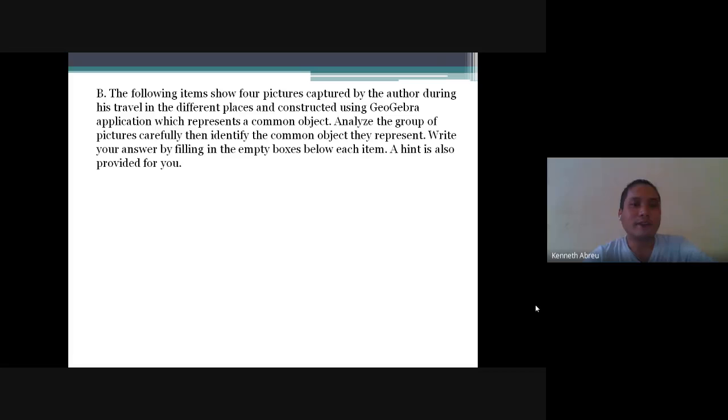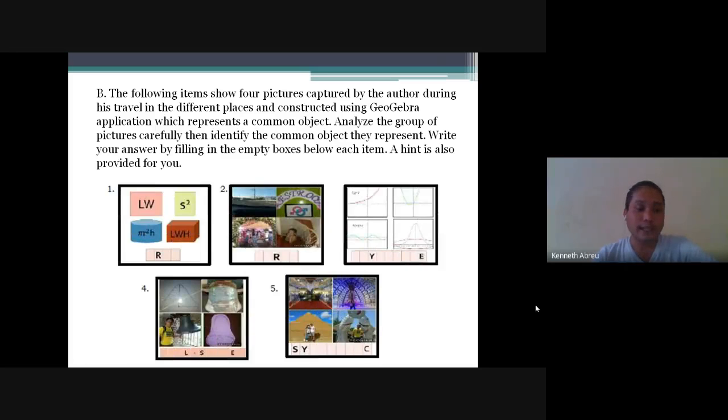The following items show pictures captured by the author during his travel in different places and constructed using the GeoGebra application, which represent a common object. So analyze the group of pictures carefully, then identify the common object they represent. Write your answer by filling the empty boxes below each item. And a hint is also provided for you. You can now write your answers.